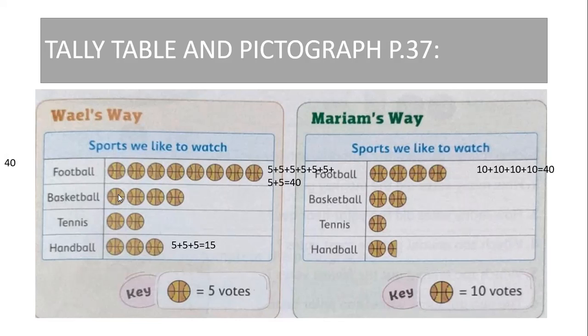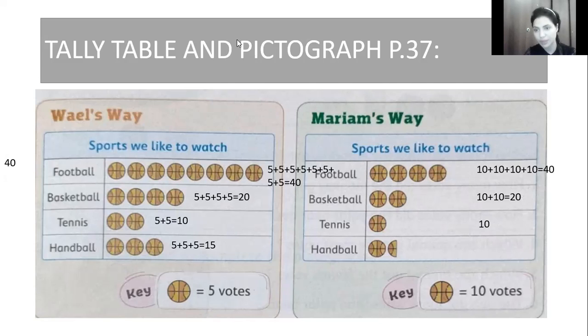Basketball, how many? Here the key is 5. So 5, 10, 15, 20. And here I have the key 10, so 10 plus 10 equal 20. Here is the tennis. How many? 5 plus 5 equals 10. Here in tennis, only 1 ball, 1 ball equals 10. Here handball, 5 plus 5 plus 5 equal 50. Here the handball is what? Look with me here. I will tell you something.